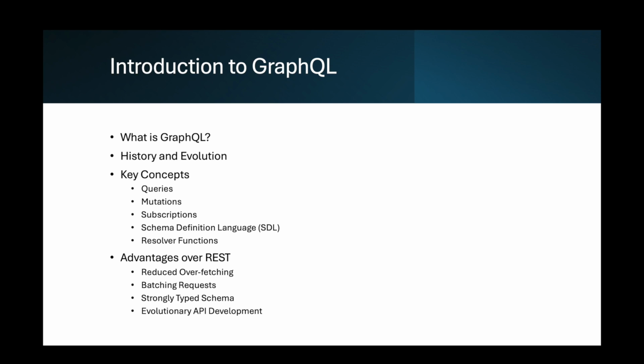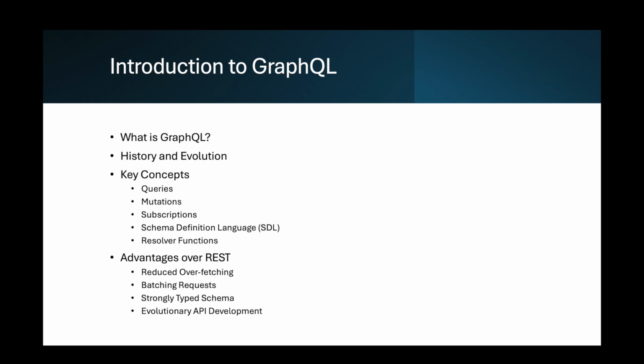Some of the history and evolution of GraphQL is that it was developed by Facebook in 2012 to address the challenges they faced with their mobile applications, where they needed more flexibility and efficiency in data fetching. It was later open sourced by Facebook in 2015 because it got so popular, and has since gained significant adoption by various companies like GitHub, Shopify, and others.